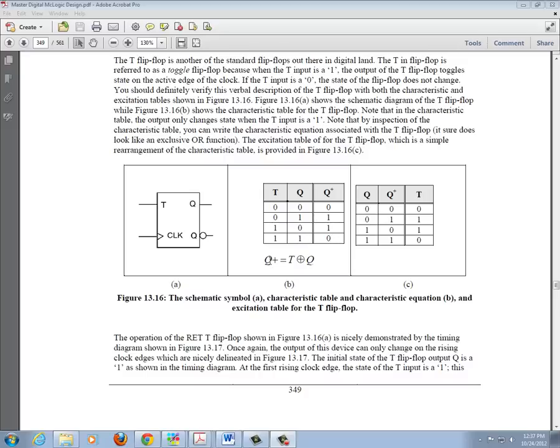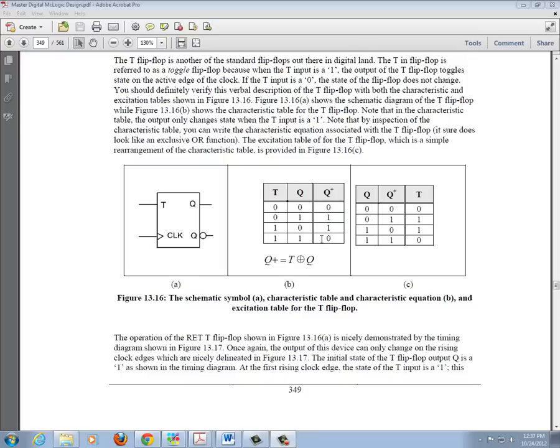We can write the equation for Q plus. These equations are called characteristic equations. So Q plus is equal to T exclusive OR Q. As you can see here, this is the exclusive OR function. We're having just one 1 or an odd number of 1s gives you a 1, otherwise you get 0.